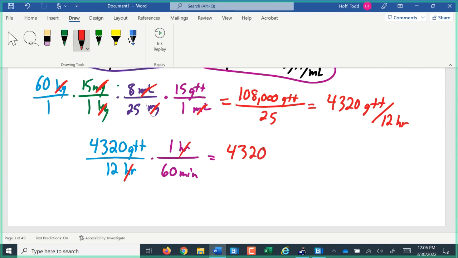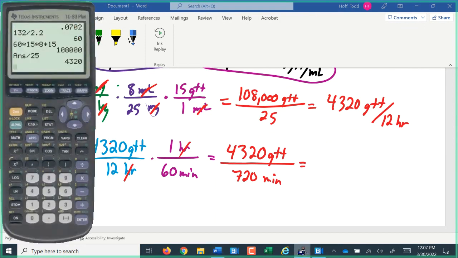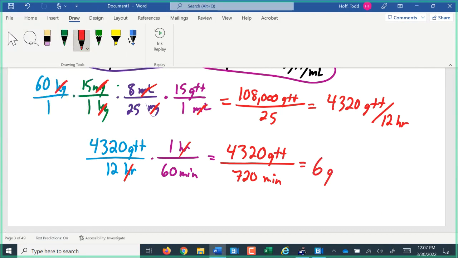4,320 drops times 1 is 4,320 drops. On bottom, 12 times 60 minutes, 720 minutes. So we just have to divide that out. 4,320 divided by 720 is 6. 6 drops per minute.